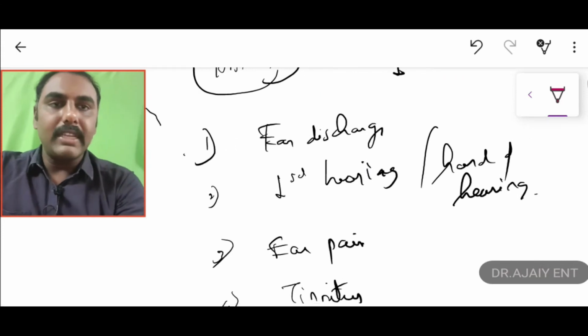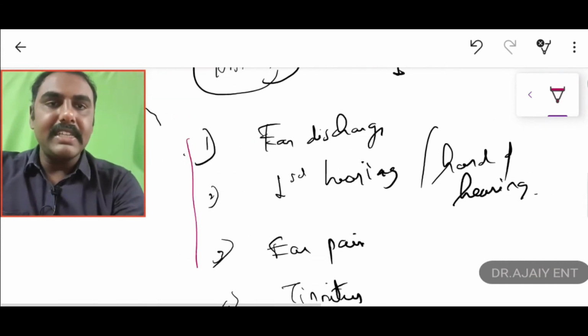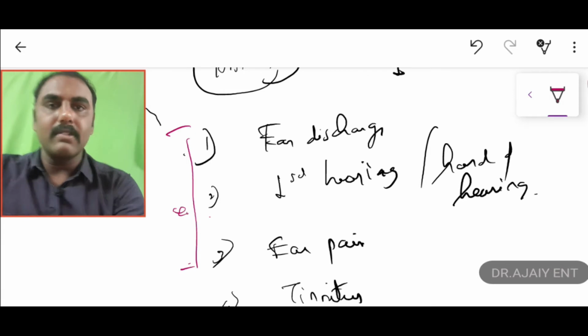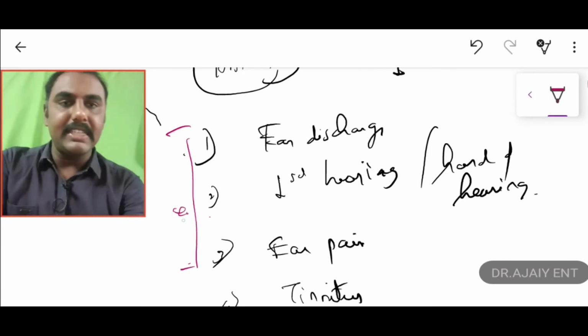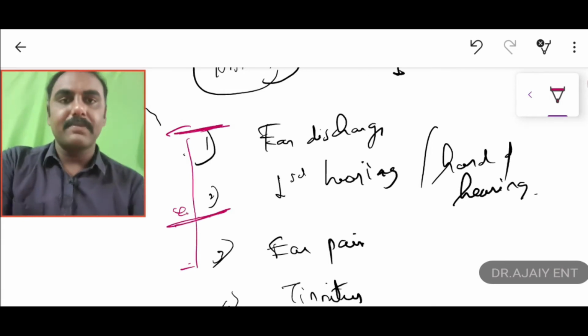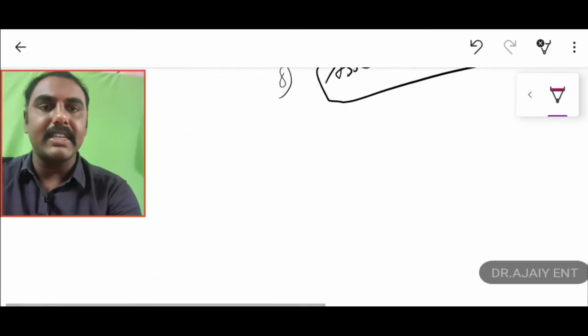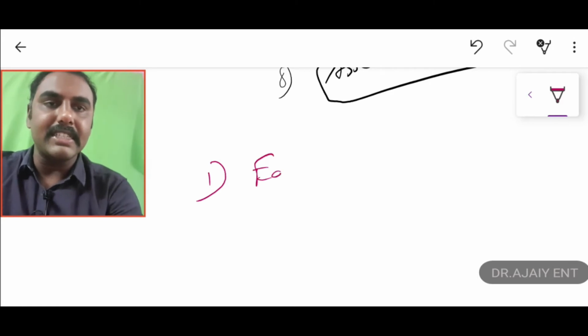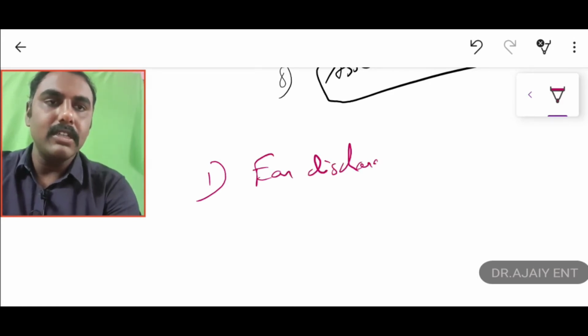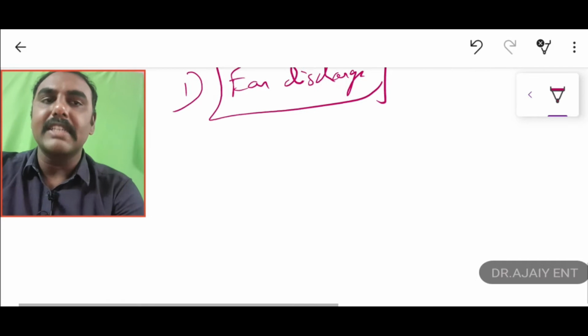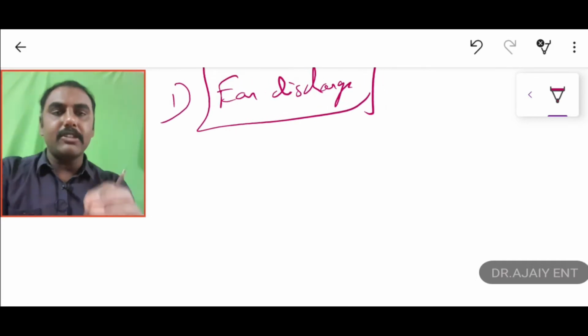So, in case of CSOM, these three histories are very, very important. Okay, the patient will surely present with these three histories or at least these two histories. Okay, so how are you going to elaborate the histories? So, starting with the ear discharge. A patient comes to you with an ear discharge. Patient is presenting to you with an ear discharge.